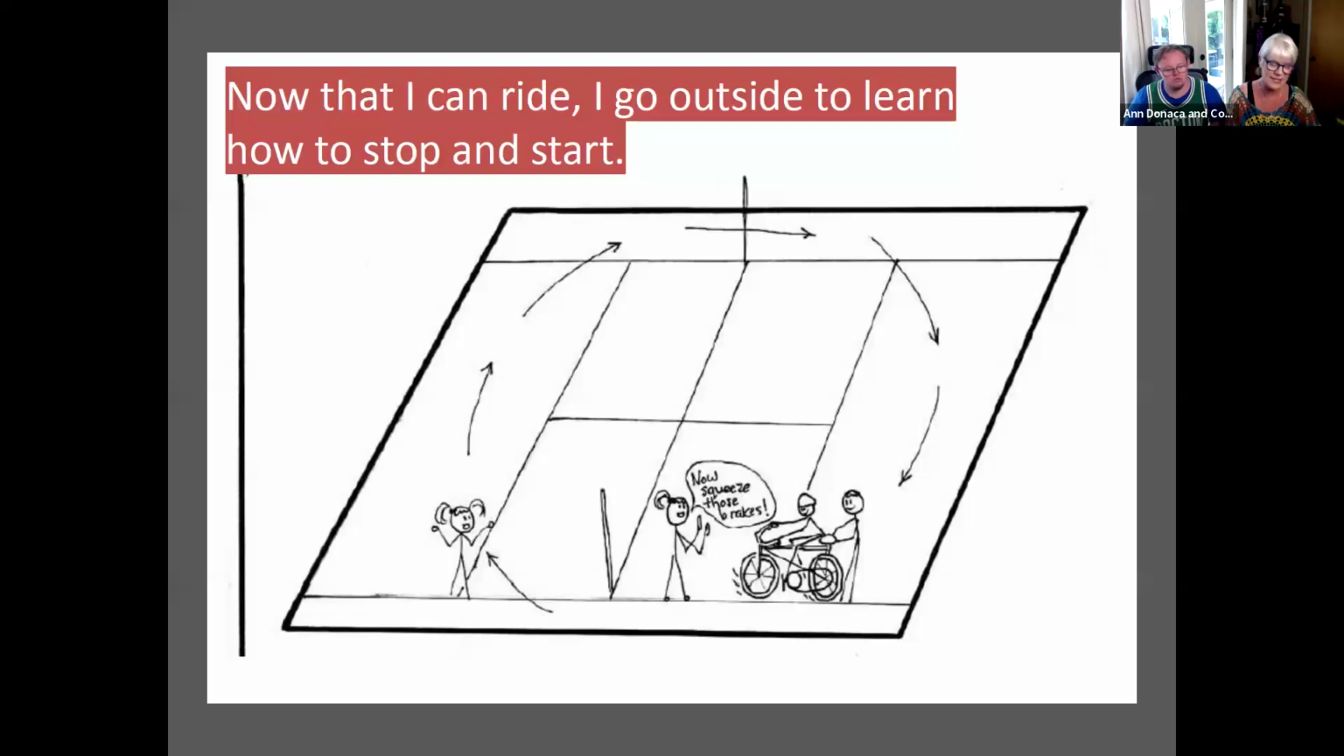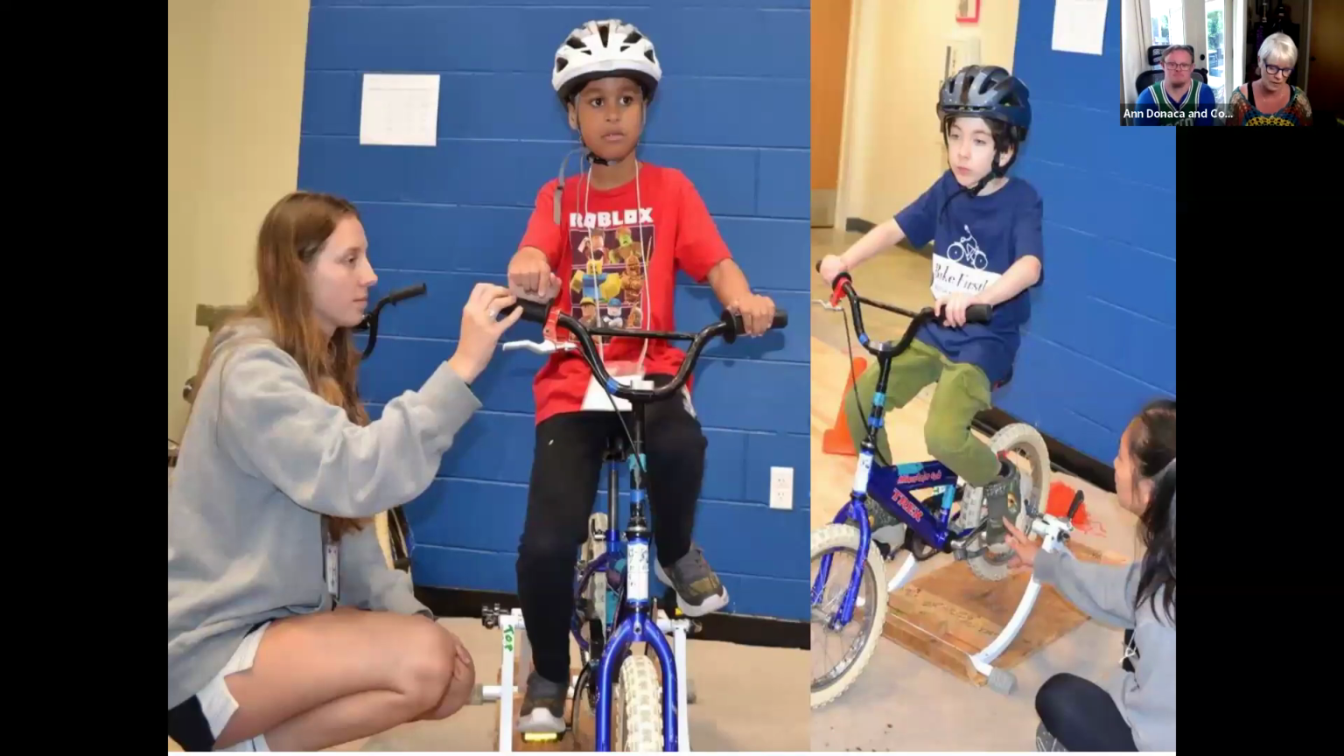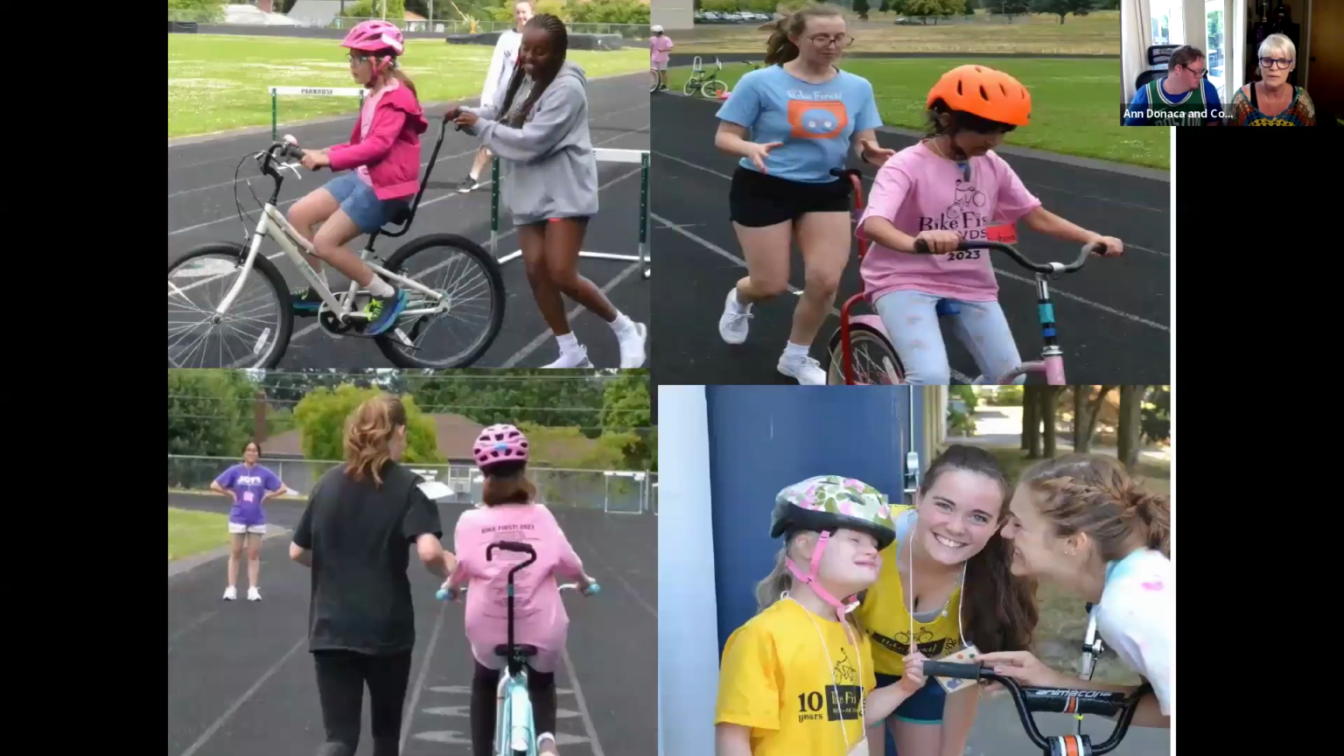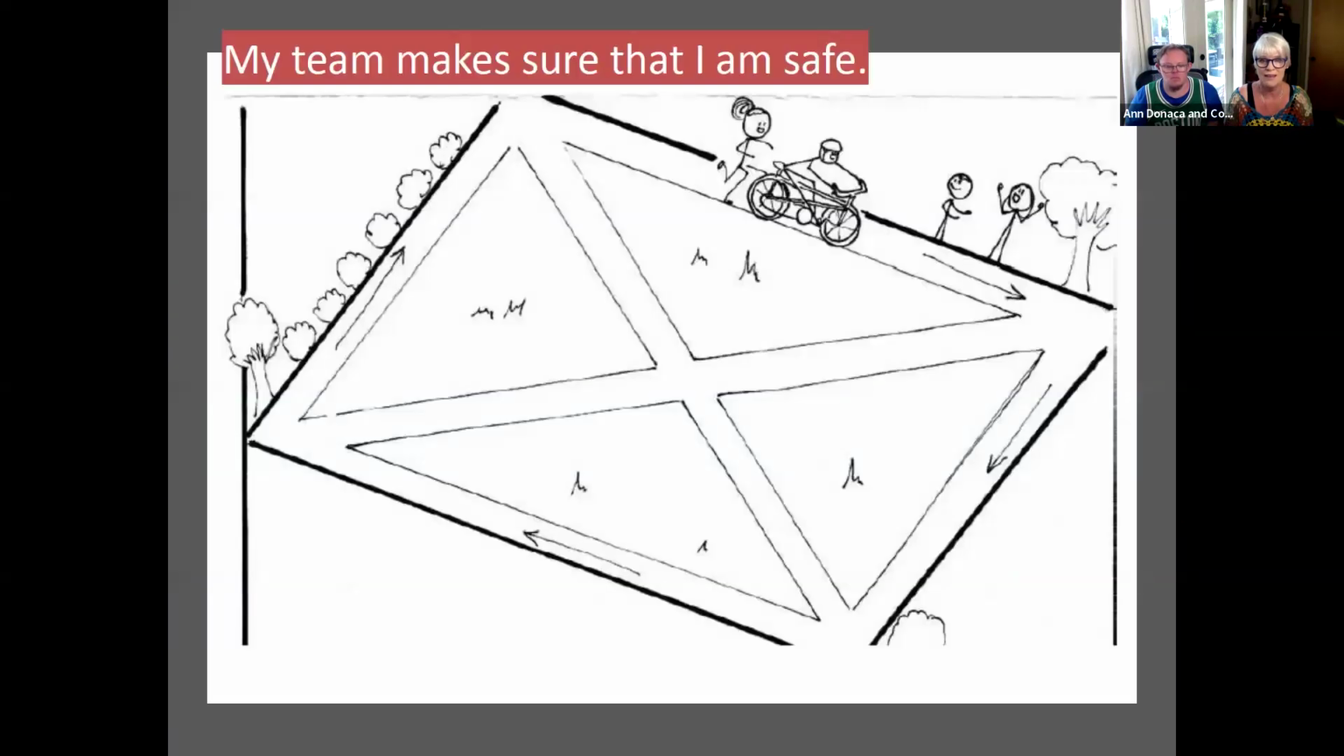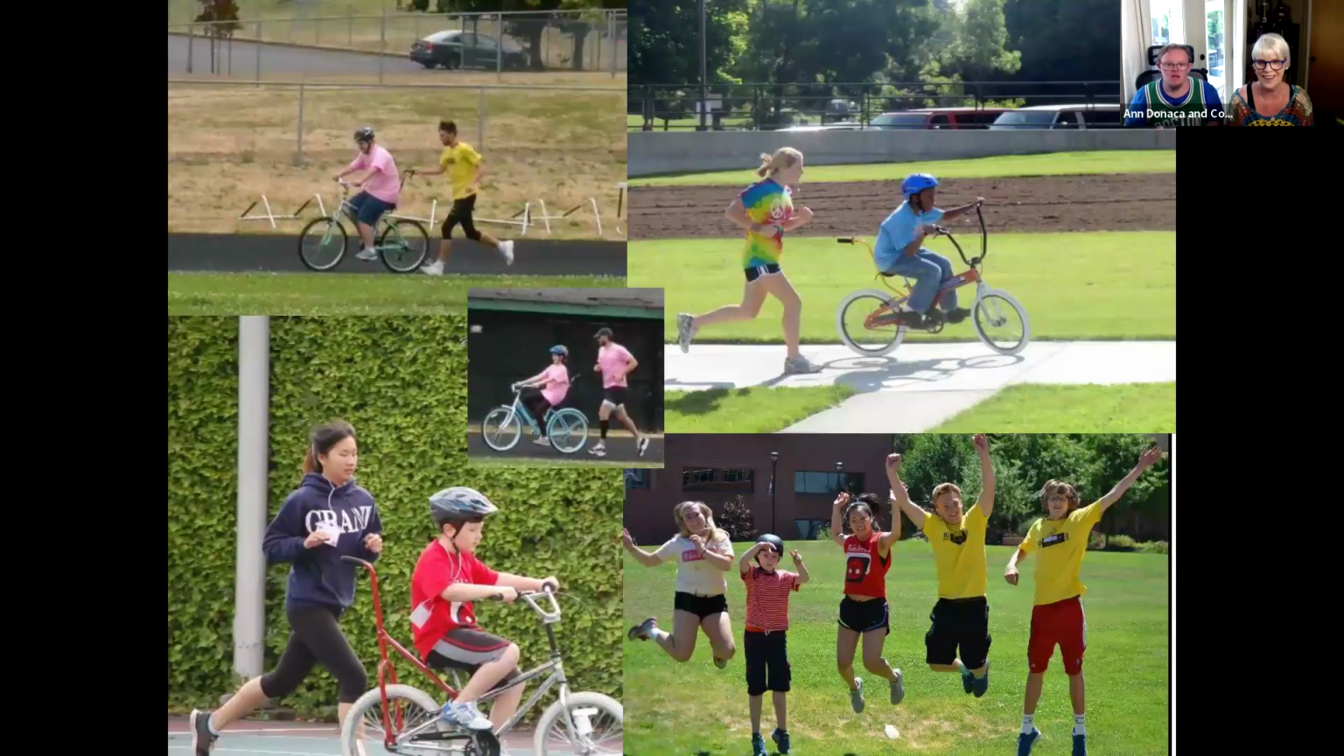So then we move them outside. So first we teach them how to ride, then we teach them how to start and stop. We have a brake box that they are really working on going backwards to put on the brakes. And then they head out to a track, and at first, the staff and the volunteers are walking, and then they're running, and then they are sprinting. And they are keeping these people safe.